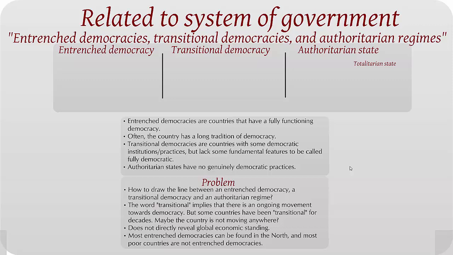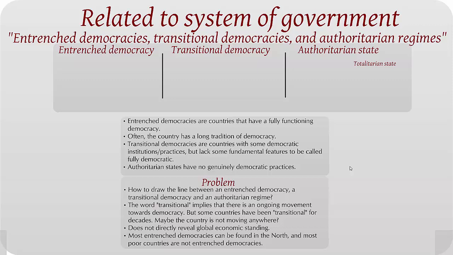The problem here is how do we draw the line between the entrenched democracies, the transitional democracies, and an authoritarian regime. The word transitional implies that there is an ongoing movement towards democracy, but some countries have been transitional for decades. Maybe the country is not moving anywhere, and some countries might move towards an entrenched democracy and develop the democracy and then backtrack. This also does not necessarily directly reveal global economic standing.